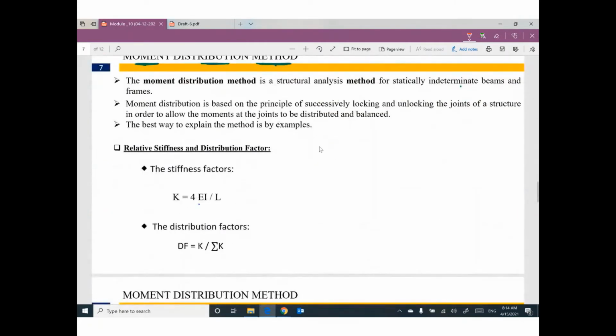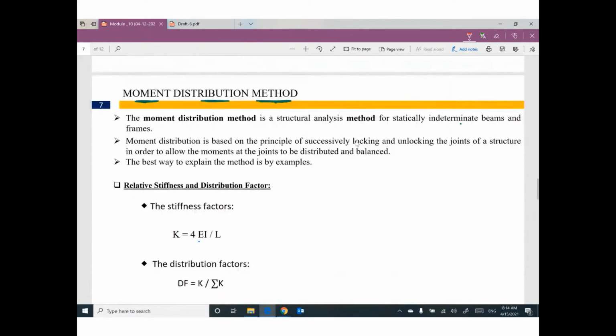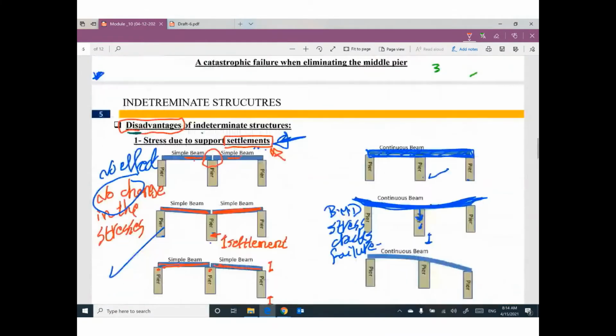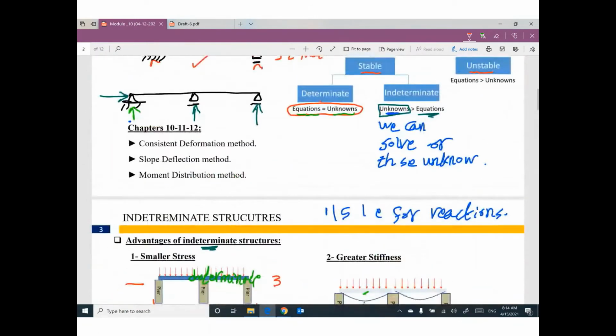And the last meeting also, I started with a new method. This method will help you to solve indeterminate structure. Actually, we have three methods: consistent deformation method, slope deflection method, moment distribution method. Because we don't have enough time, the first two methods we will not cover this semester. However, if you would like more information about them, I have recorded videos about these two methods. So I will focus on the third method, moment distribution method.